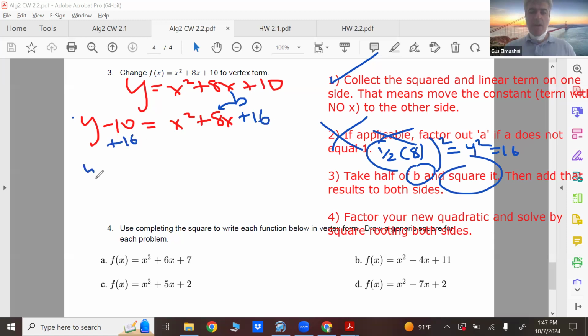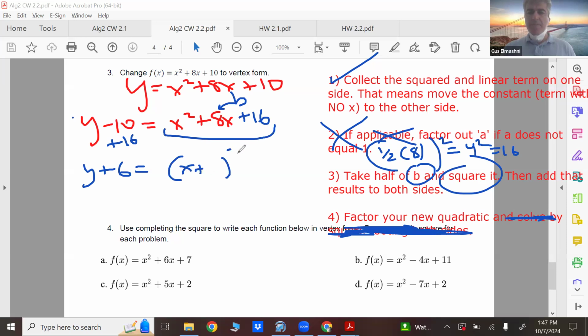So now it becomes this, y plus 6. Okay, in this case, I'm not solving, so don't worry about that. We're just rewriting the equation. We're not solving anything. How do you factor this? X plus what squared, guys? Close. 4. Because 4 squared is 16.